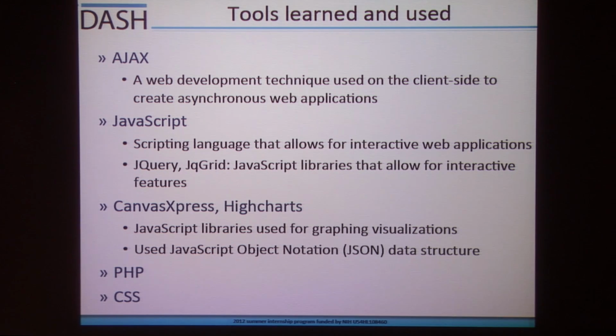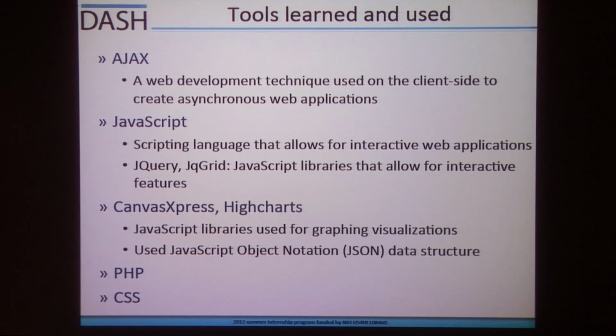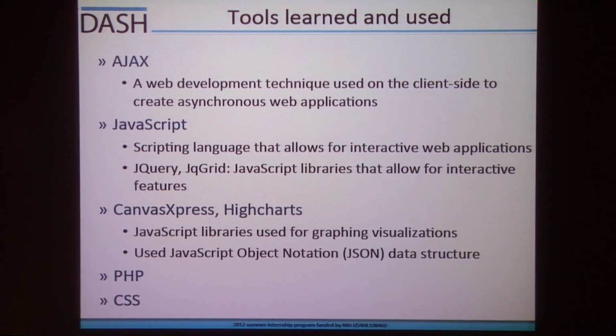Also, I use JavaScript, which is a scripting language that allows for interactive web applications. There's a variety of libraries in JavaScript, most commonly jQuery and jQuery UI, which I utilized in order to create the front end of MIRAGE. They're both JavaScript libraries that allow for interactive features that make it easier for the user to use the web application. Also, I used 2 libraries called Canvas Express and HighCharts, which were mainly used for the graphing visualizations.